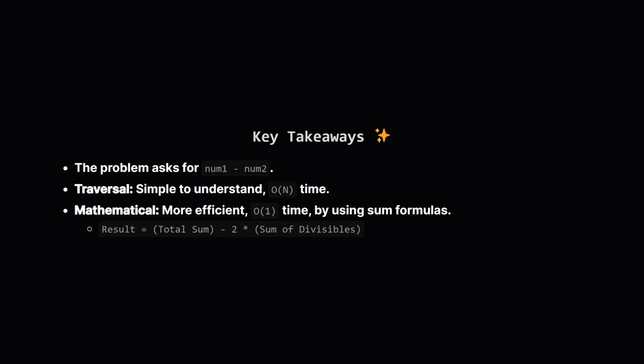So let's quickly recap. We needed to find the difference between the sum of numbers not divisible by m and the sum of numbers divisible by m up to n. The first approach, traversal, was straightforward. Just loop and check each number. This works in order n time, but the second, mathematical approach, was even cooler. By realizing that num1 minus num2 is the same as the total sum of numbers from 1 to n minus 2 times the sum of numbers divisible by m, we could use some neat formulas to get the answer in order 1 or constant time.